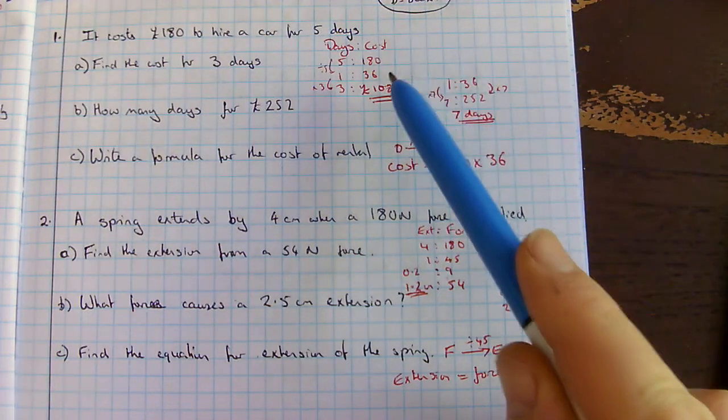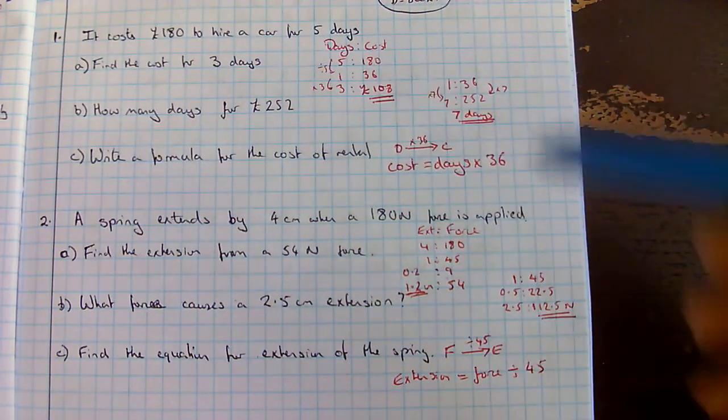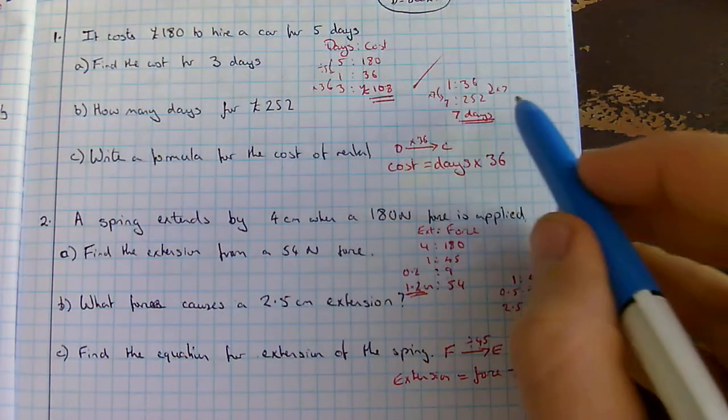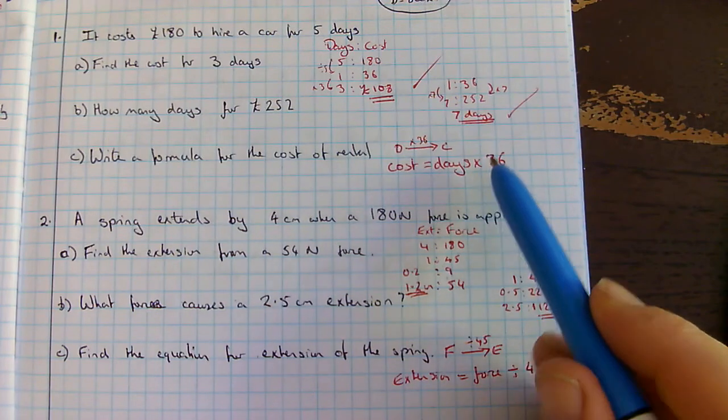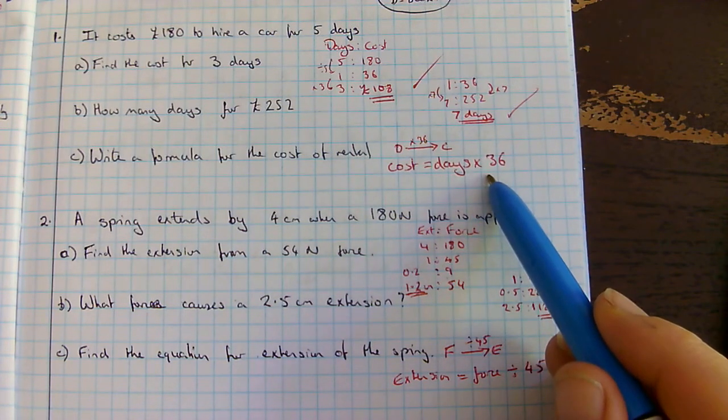So 5 days gave us 180, so 1 day was 36, so 3 days would have been £108. 7 days would have given you £252, and you multiply your number of days by £36 to give you the cost.